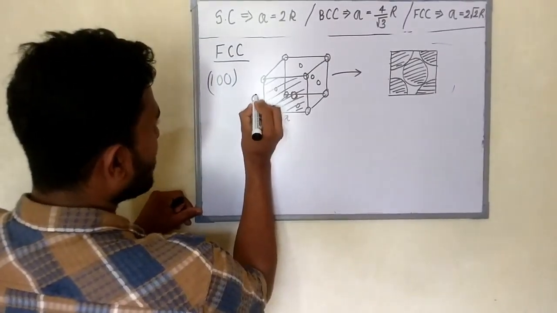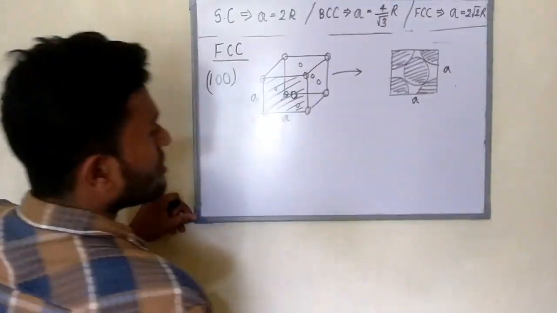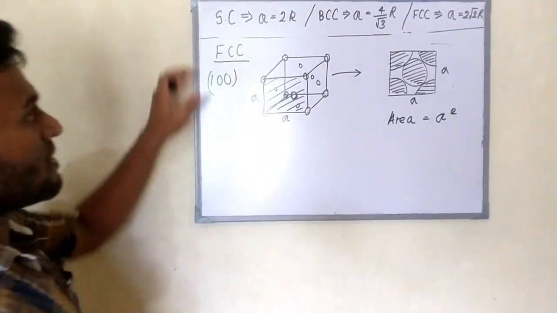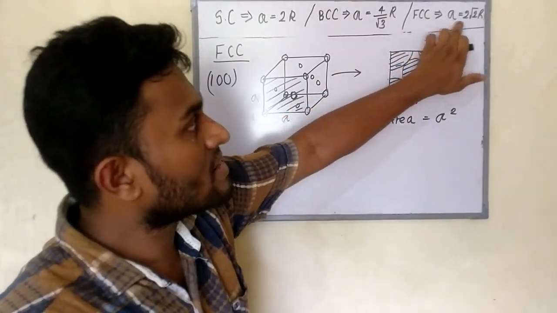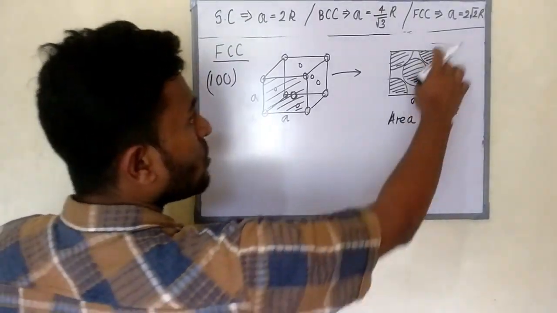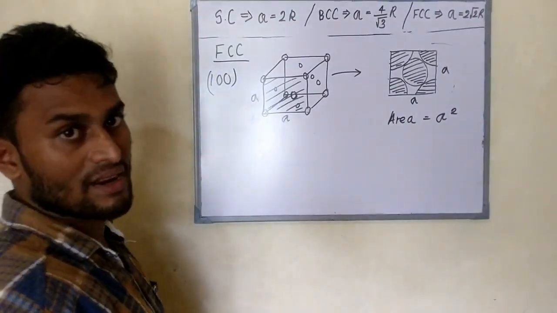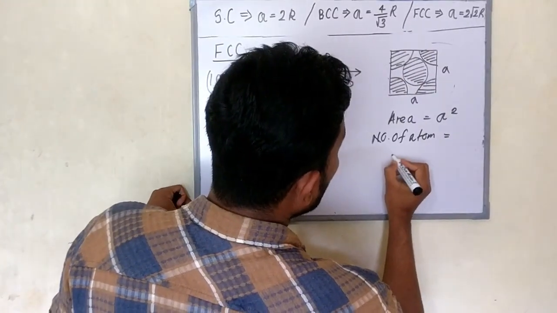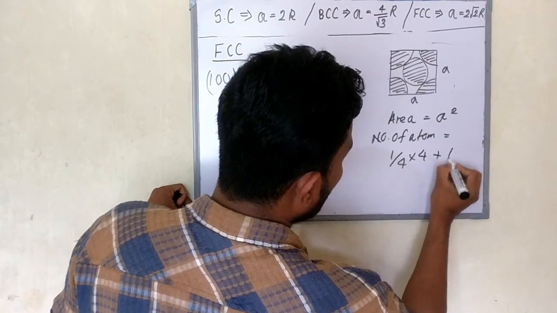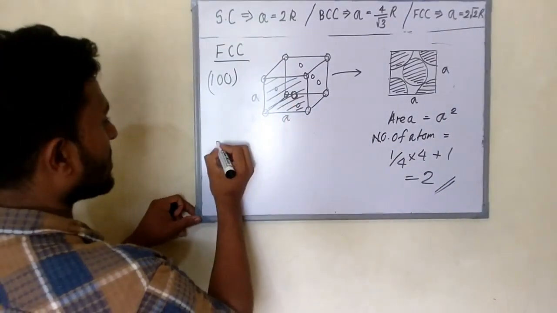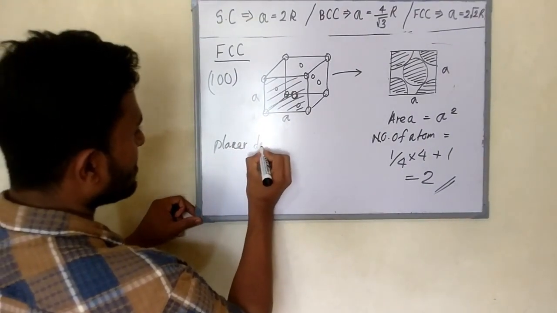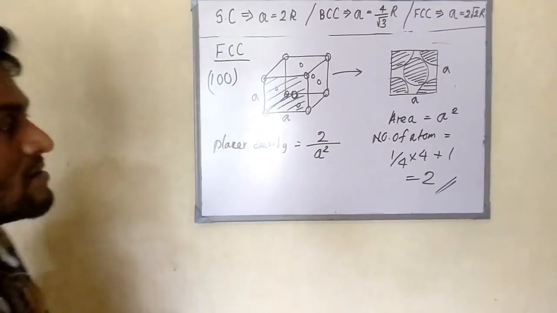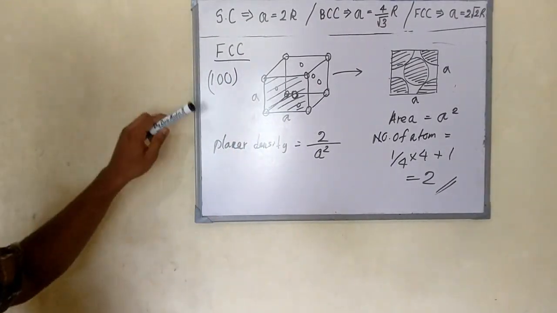So this length is A, here also the length is A. So the area of the plane is A square. For FCC structure, the value of A in terms of R is already proved. So you can substitute into here and find out the value. So number of atoms equals, that is 1 over 4 into 4 plus 1, that is 2. So from this you can directly go for the planar density, that is 2 over A squared. So you can find out the value for FCC 100 structure.